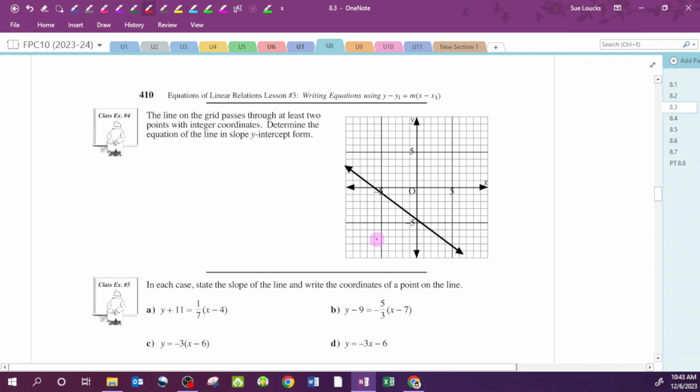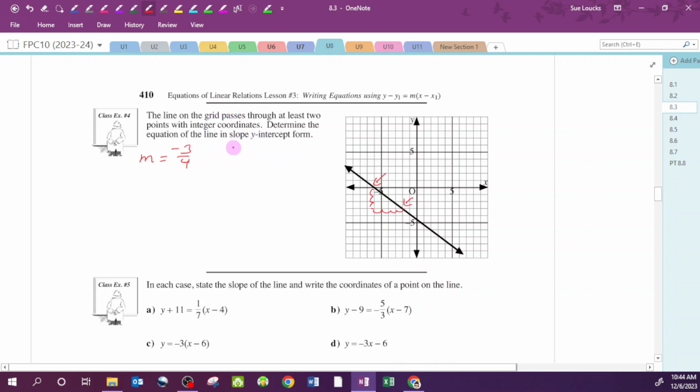So we ought to find 2 places where we have integer coordinates. I see one right here and one right here, so these are the points that I'm going to use. My slope is 1, 2, 3, 1, 2, 3, 4, so it's negative 3 over 4. Every time I write a slope, I double check that it's the correct positive or negative. And this is a negative slope because it's going down, right?